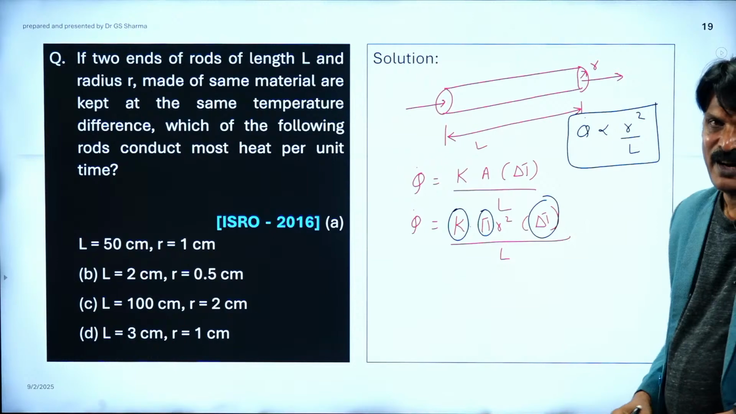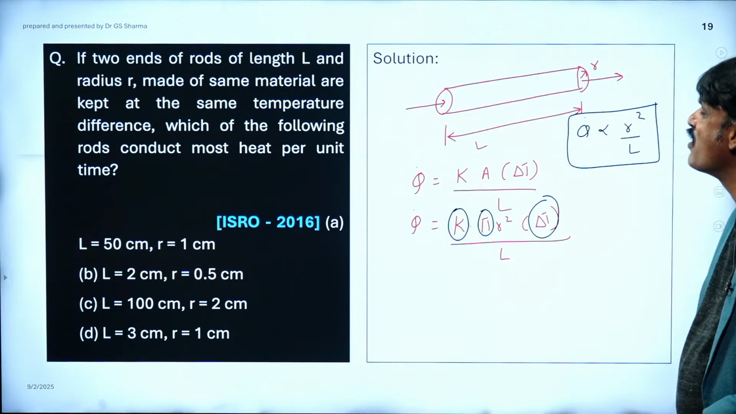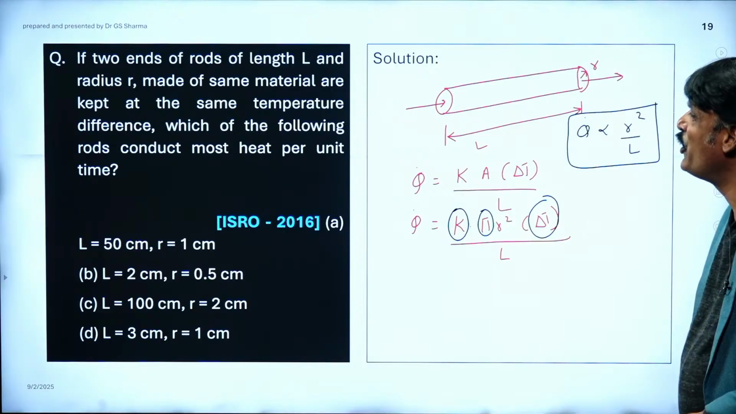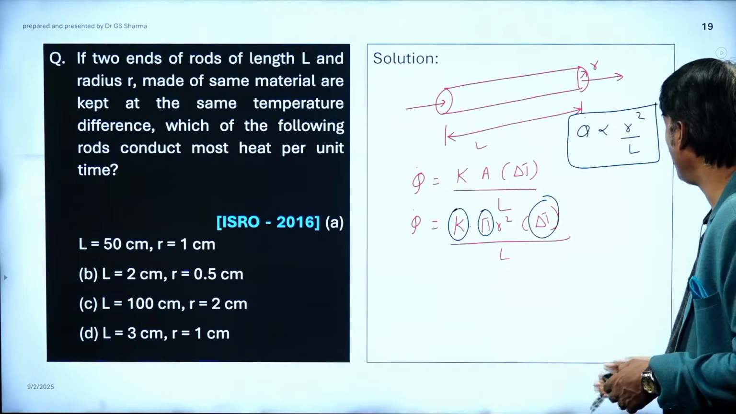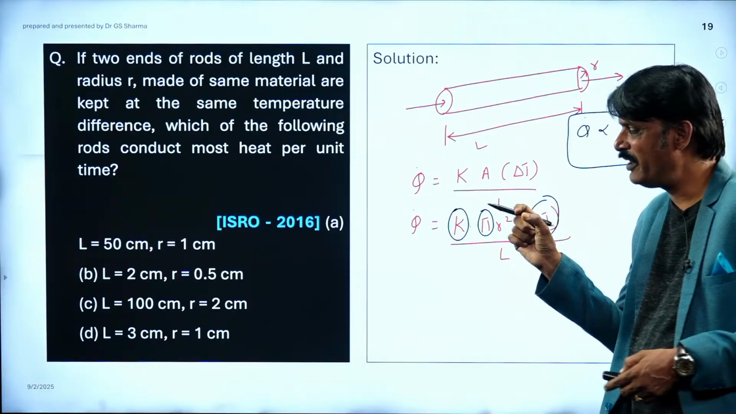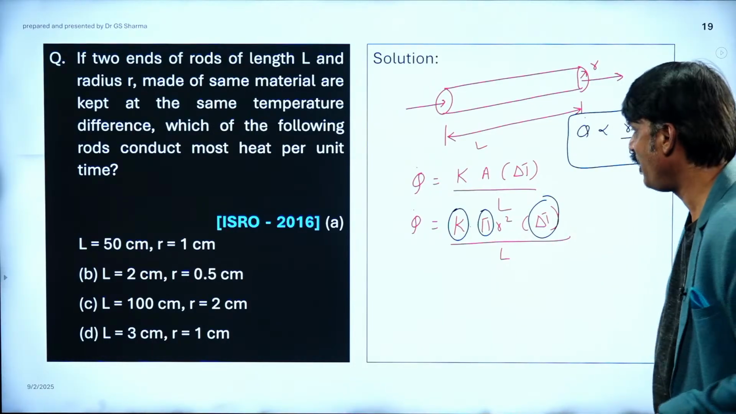So what is he asking? Which of the following rods conducts the most heat per unit time? So it should conduct the maximum. When is it maximum? Your thickness, your length should be less and your radius should be more. So check appropriately.